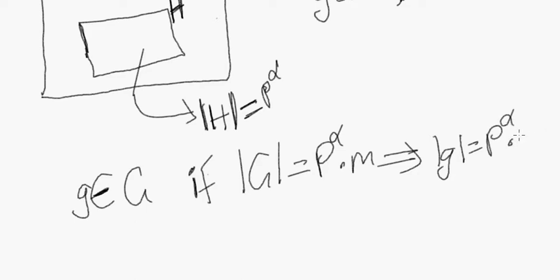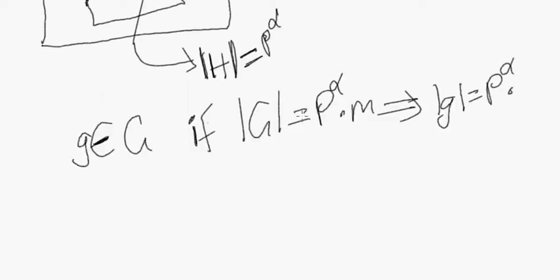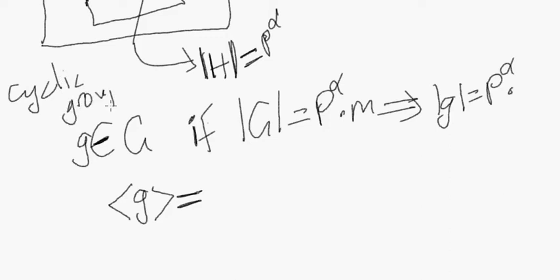Well, why is this important? Suppose we can find an element of the group of order p to the alpha. Can't we say that the cyclic group generated by the element g? So if you haven't seen cyclic groups, please look them up online. These are called cyclic groups.